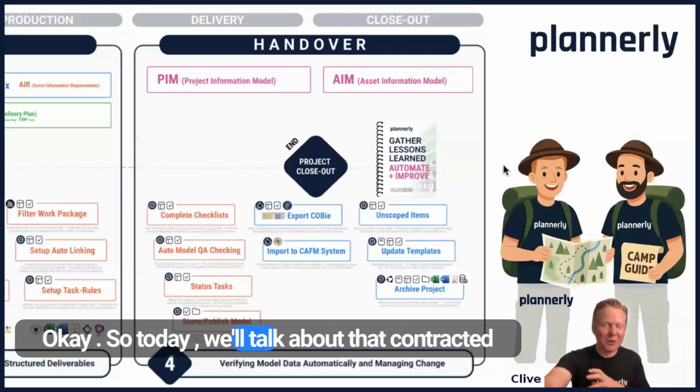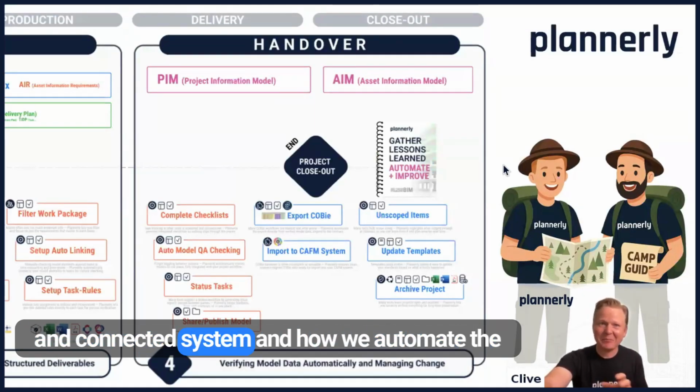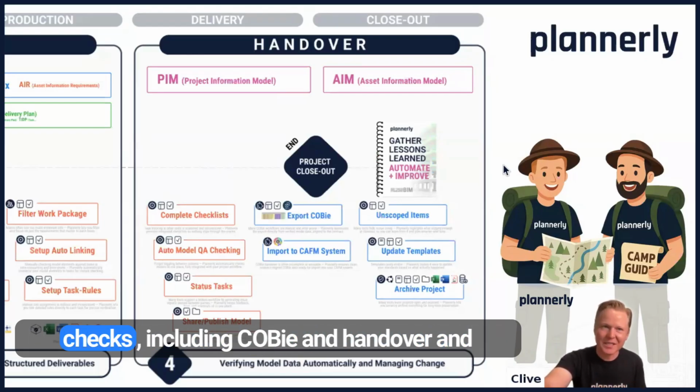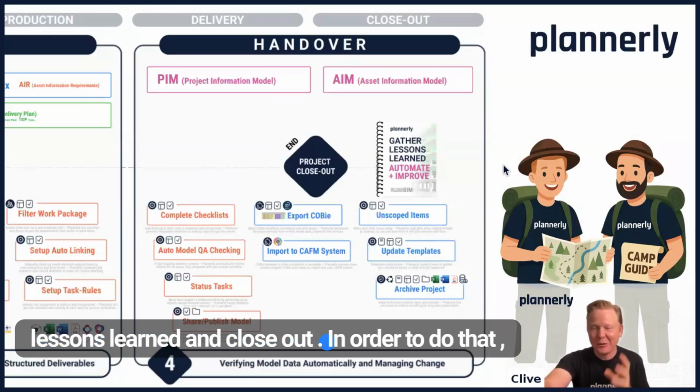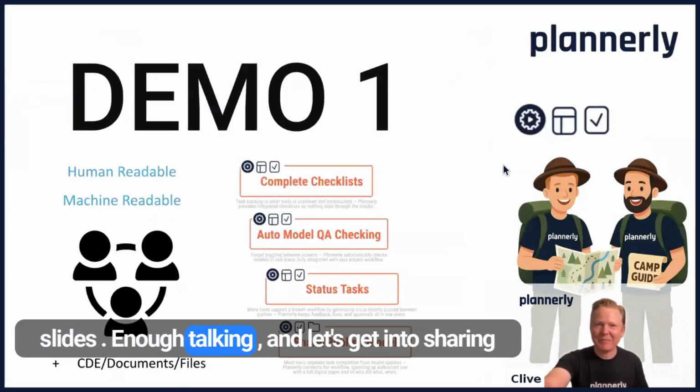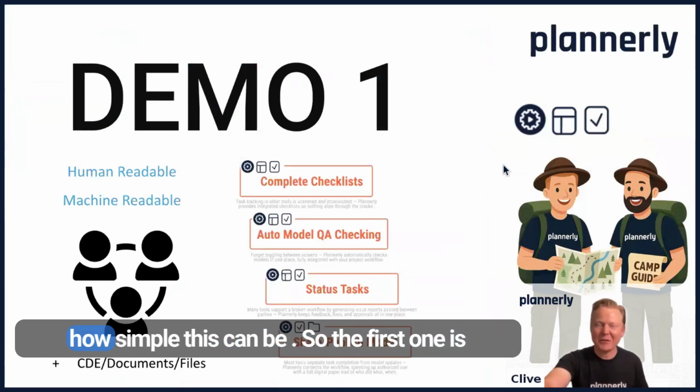Okay, so today we'll talk about that contracted and connected system and how we automate the validation and how we replace all of those manual checks, including COBie and handover and lessons learned and closeout. In order to do that, we've got 3 demos for you. Let's cut the slides, enough talking, and let's get into sharing how simple this can be.